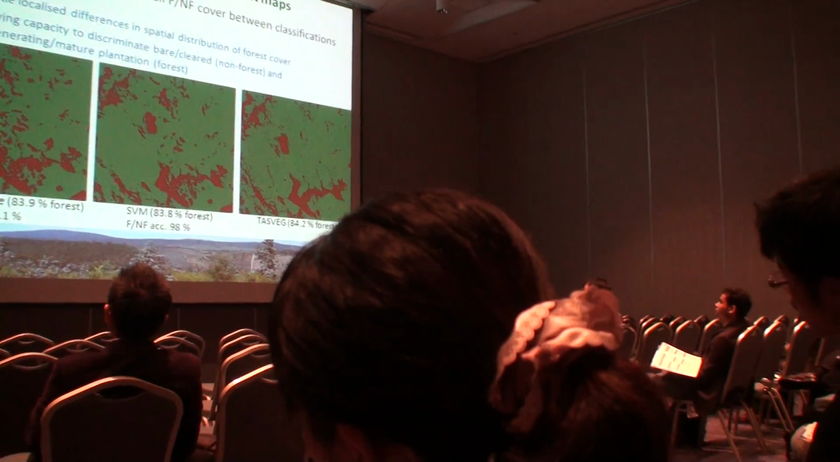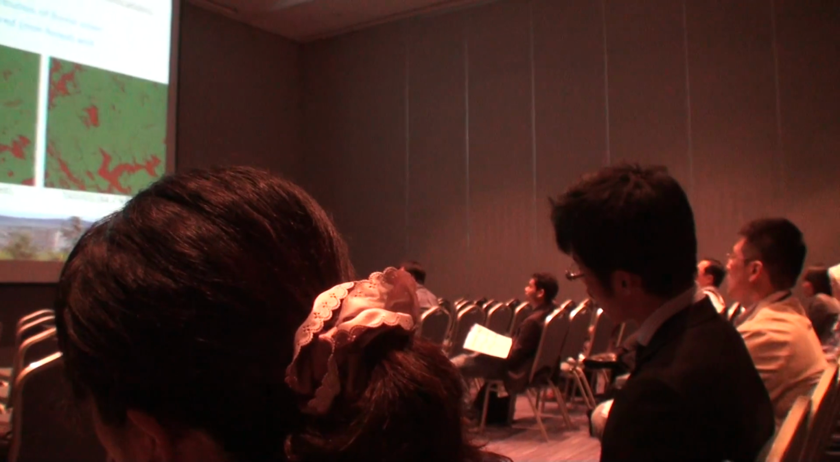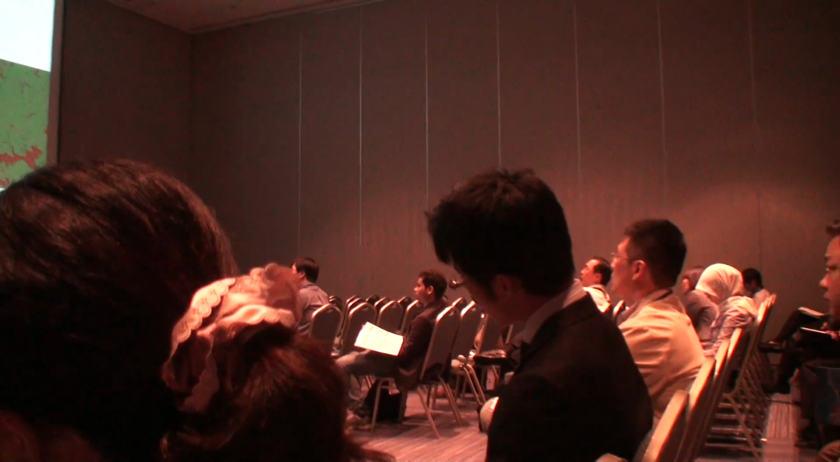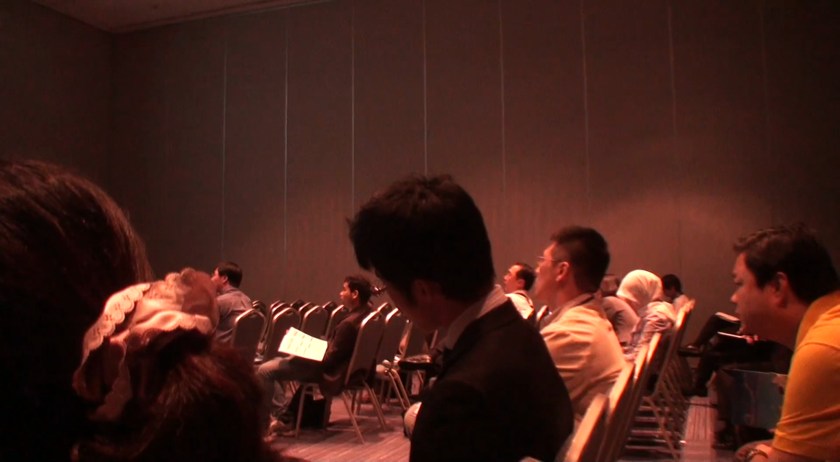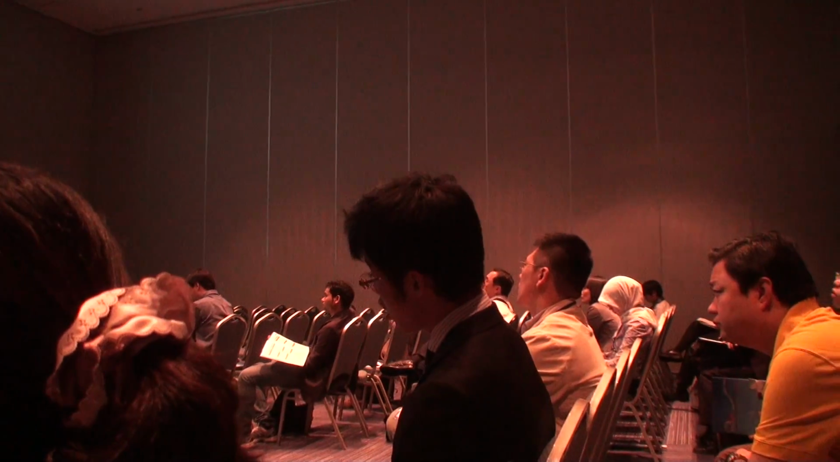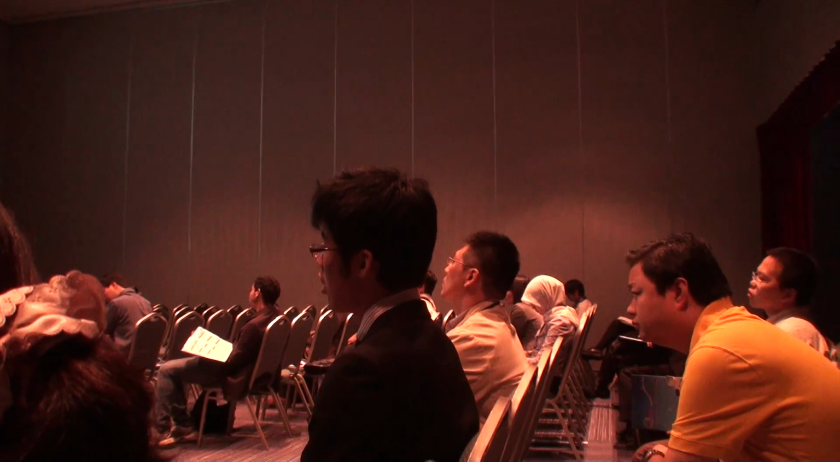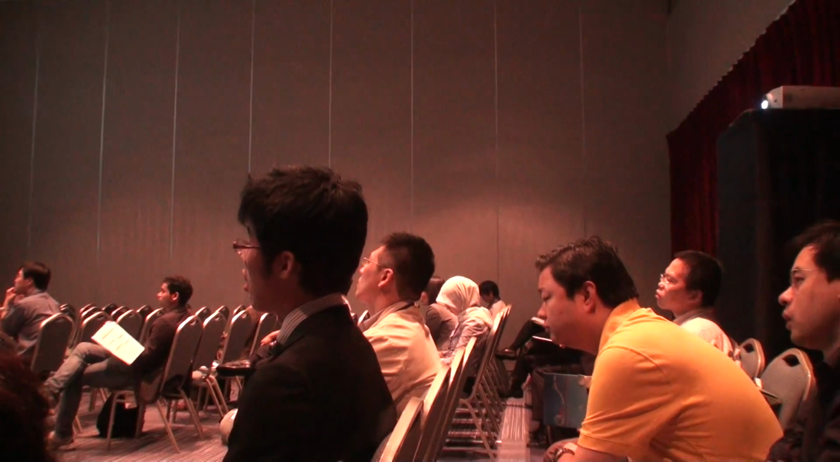Just running out of time, so I'm running through a bit quickly here, but a bit of a comparison here just between the initial results. So both provide a similar total estimate of the forest cover, so around 83% as compared to the reference layer at 84%. But there were subtle localized differences in the spatial distribution of forest cover between the classifications.